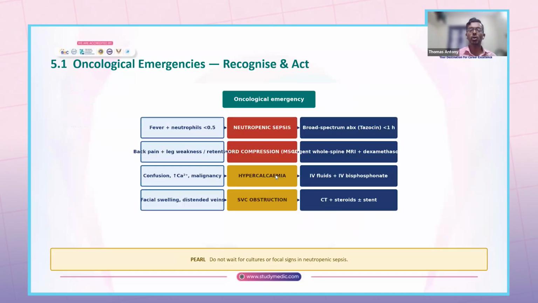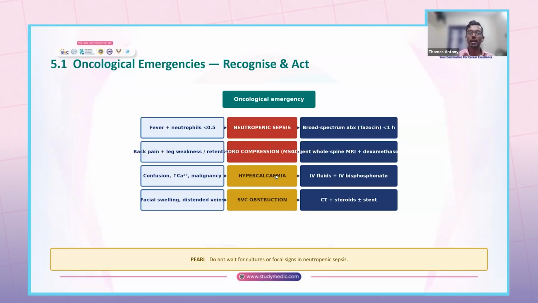So this is the summary of oncological emergencies. If the patient presents with fever and neutropenia, you're dealing with neutropenic sepsis. Broad spectrum antibiotics need to be administered within the hour. Back pain, leg weakness, or retention of urine, you are dealing with cord compression. So what do you have to do? MRI is fine, steroids in the meantime, and whether to operate or not depends later. Patient presents with confusion and increased calcium on the background of malignancy, you are thinking of hypercalcemia. What do you have to do? IV fluids and IV bisphosphonate.